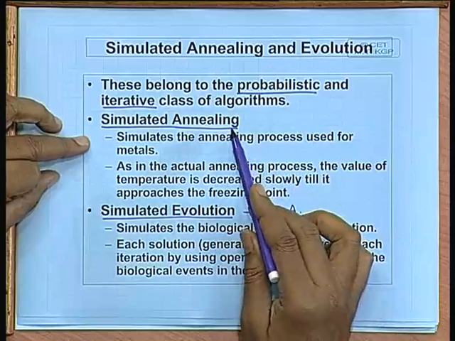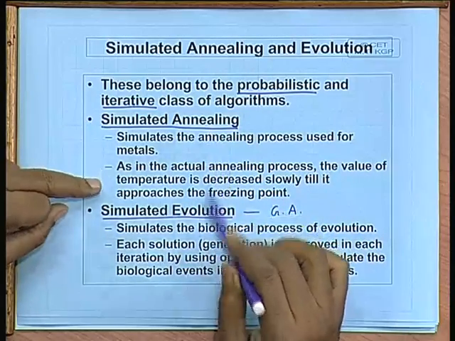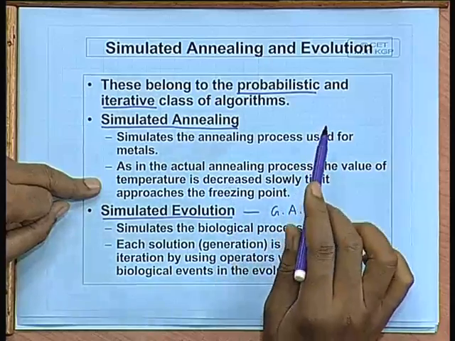Now, the algorithm of simulated annealing is a generalized algorithm framework. It is not a specific algorithm which can be applied to partitioning only. Simulated annealing is a generalized algorithm where there are certain steps which you can modify suitably to apply to any particular domain. So, we will see how we do it for partitioning.